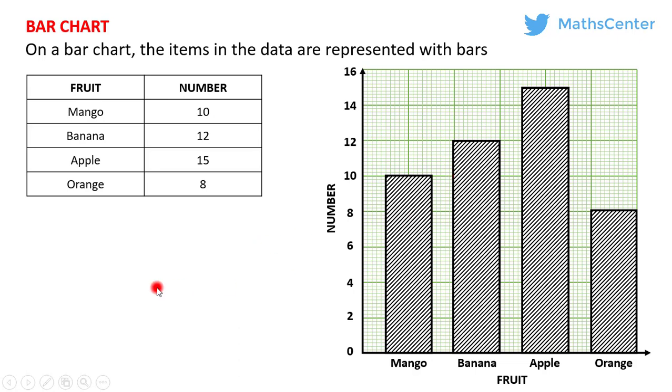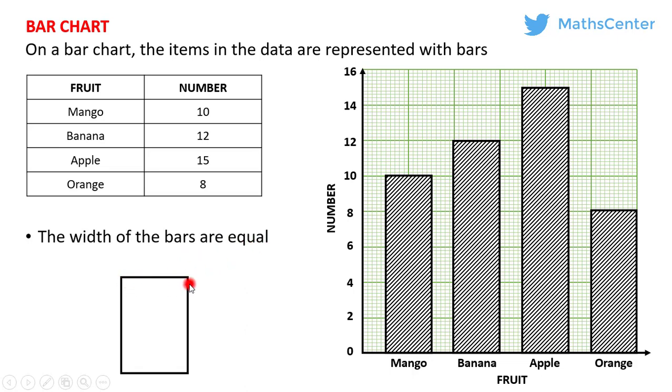We can see from the bar chart that the width of all the bars are equal. This is what I mean by the width. When you have a rectangular bar like the one we have here, the distance from here to here is known as the width. On our bar chart, we can see that the width of the bar for mango is the same as the width of the bar for banana, is the same as that of the bar for apple, and the same as that of the bar for orange.